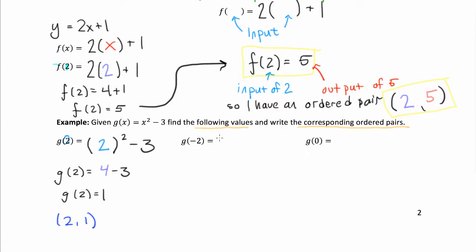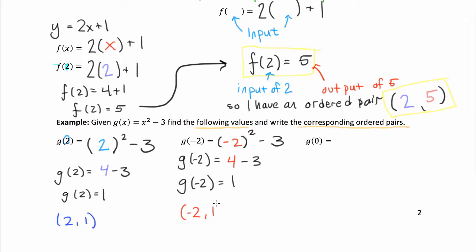Now over here, what this function is going to do is take some input, square it, and then subtract 3. So the input I'm given now is negative 2. So I put that negative 2 in there. And now remember that negative 2, that whole thing is getting squared. So what's happening here is negative 2 times negative 2. So I end up with g of negative 2 equals negative 2 times negative 2 is positive 4 minus 3. And I end up with g of negative 2 equals 1. And that gives me an ordered pair, (-2, 1).